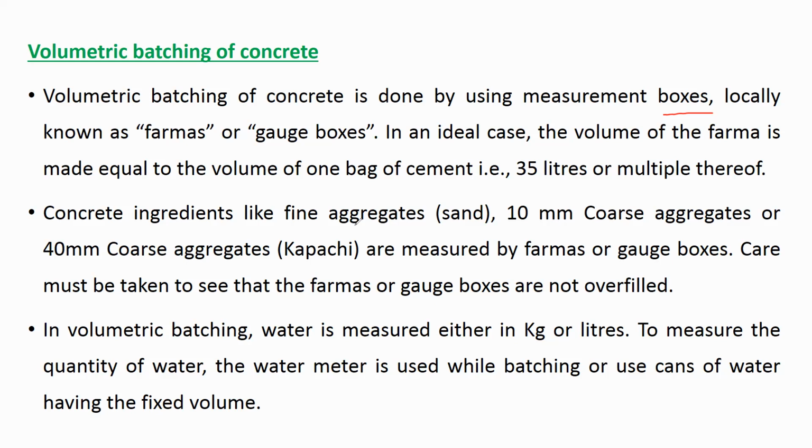Care must be taken to see that the pharmas or gauge boxes are not overfilled. When you are using these pharmas, you have to fill them till the top, and they should not be overflowing. You have prepared the size of the pharma according to one bag of cement, so you have to fill it properly till the top, and level the surface. That much amount of ingredient will be enough for one bag of cement. So like this you can use volumetric batching.